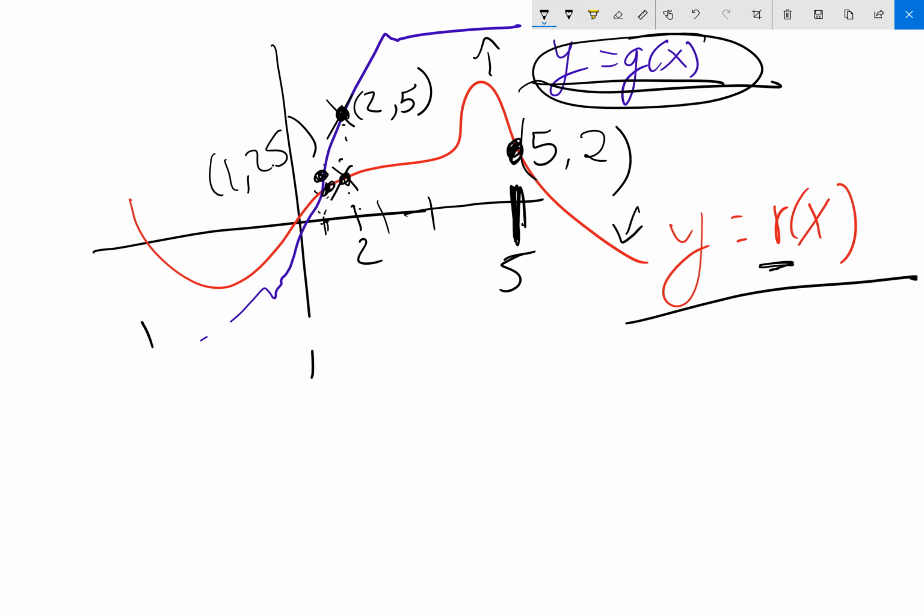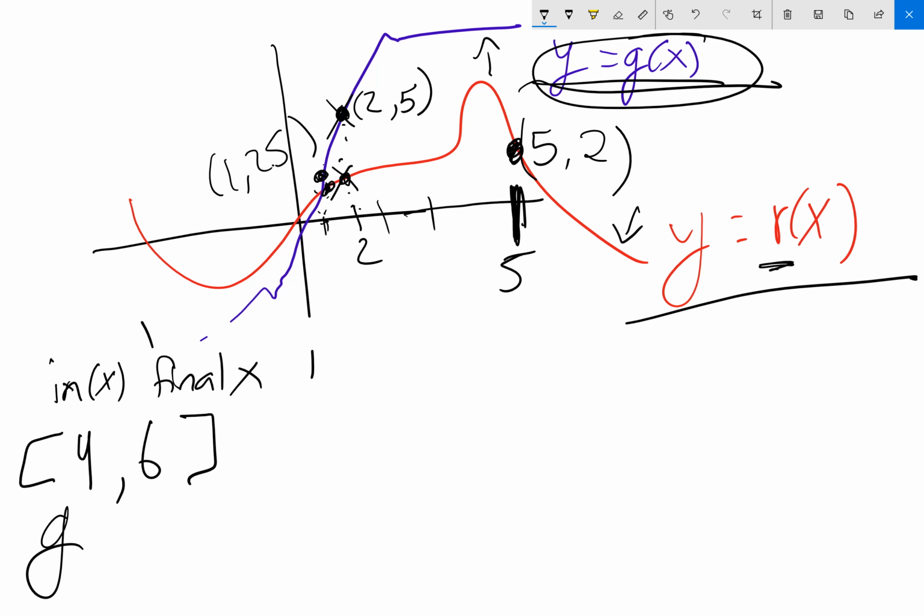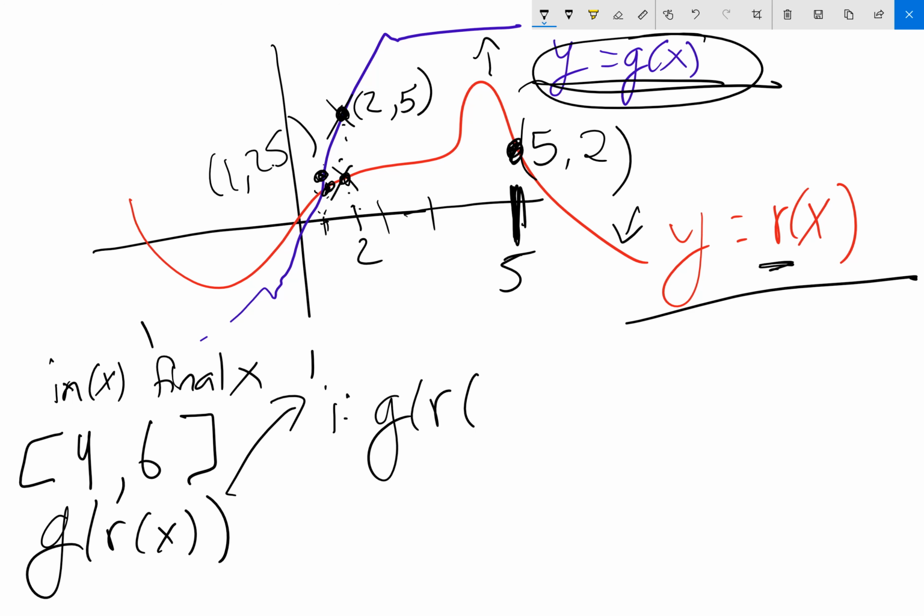So the next part says, as x increases from 4 to 6, the value of g of r x increases, or blank, from what to what. So we're looking at the interval 4 to 6. This is initial x, and this is final x. So we want to know how the value of g of r of x changes. So that means we need to find out our initial one, our initial output. So g of our initial input, which is 4.